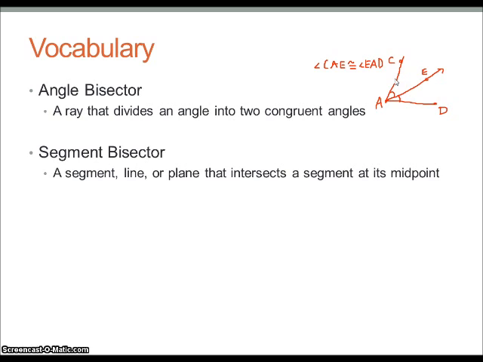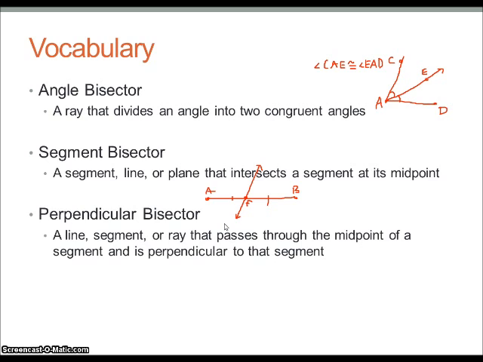We have a segment bisector. A segment bisector is a segment, line, or plane that intersects a segment at its midpoint. So we could have a segment, this is AB. And we could have another segment, line, or something that cuts through it, and this could be our point F, which is our midpoint. So again, this is congruent to this. So AF is congruent to FB, and this could be a line that cuts through there.